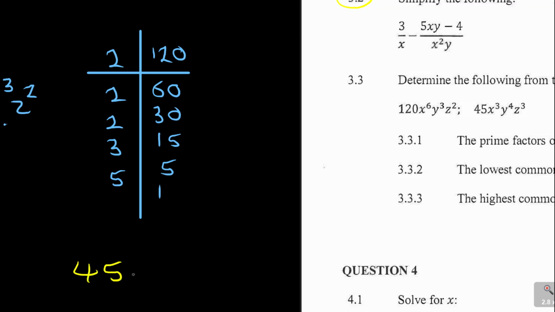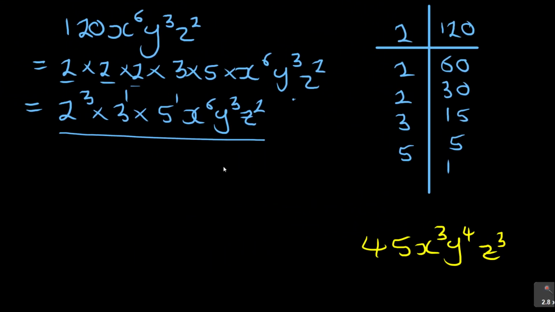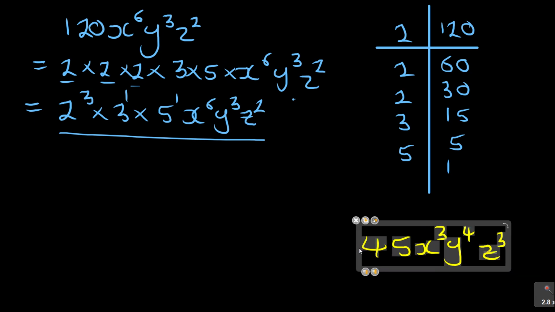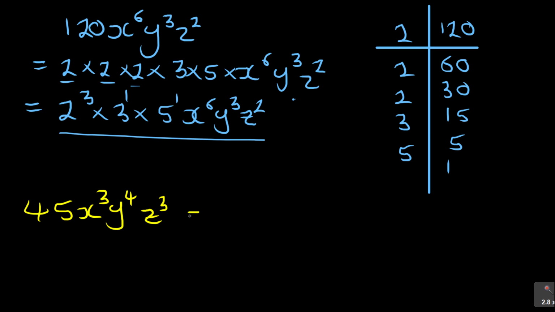It's 45x cubed y4 z cubed. Again, you need to convert this into a product. This is called a product of its prime factors. So what I do, same thing I did there, you take the 45 here.